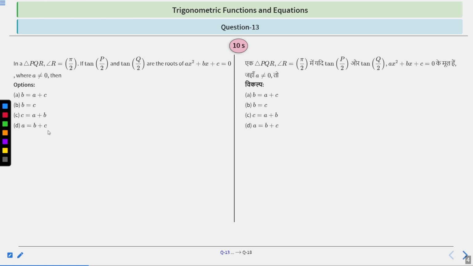Right. So the hint of this question is the condition of roots of the quadratic equation, that is, if two roots are alpha and beta, then alpha plus beta will be equal to minus b by a, and alpha into beta will be equal to c by a, right? Therefore, tan P by 2 plus tan Q by 2 will be equal to minus b by a, and tan P by 2 into tan Q by 2 will be equal to c by a, right? And in this way, you can try to approach this question. You have 10 seconds to solve or think about this question. After 10 seconds, we will discuss the solution.